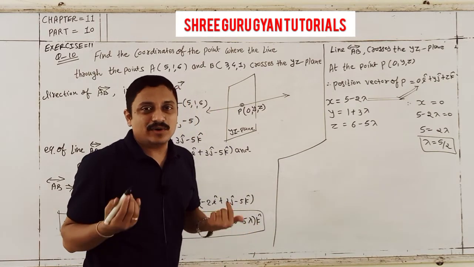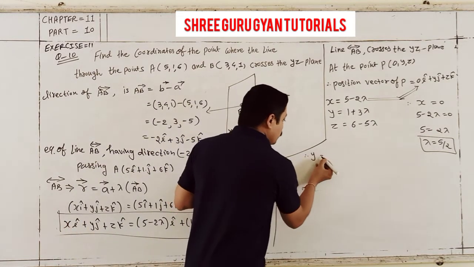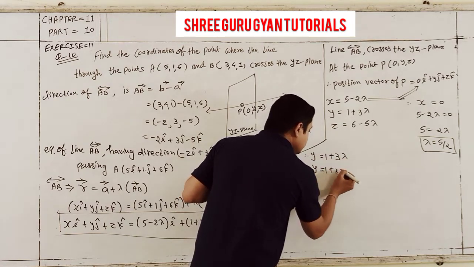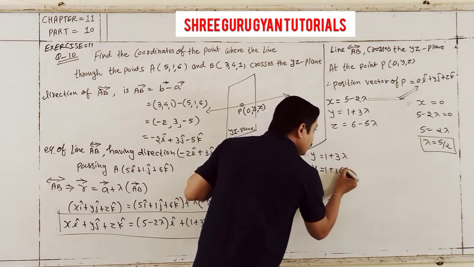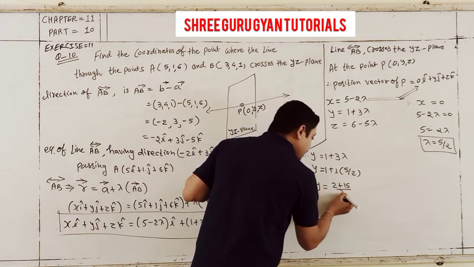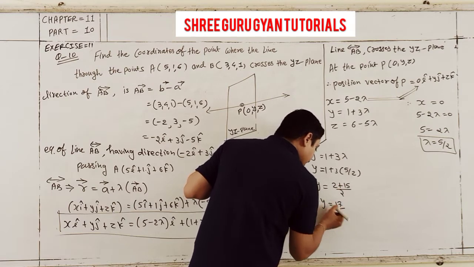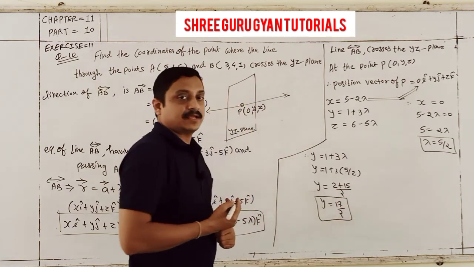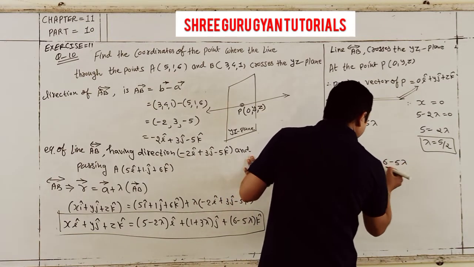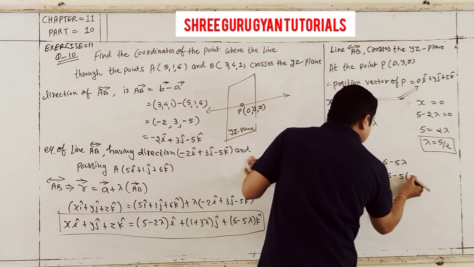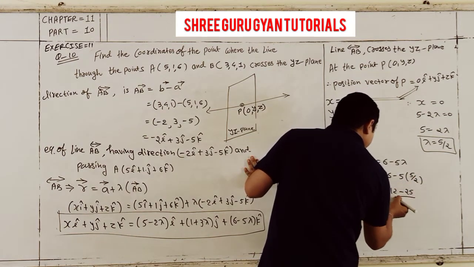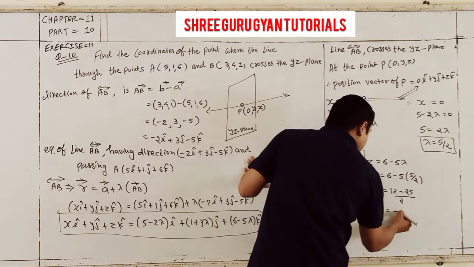And putting it in y and z, therefore y is 1 plus 3 lambda. Now lambda's value is 5 by 2. So 2 times 1 is 2, 5 times 3 is 15, it comes to 17 by 2. And similarly students, z, you also write down 6 minus 5 lambda. What is lambda? 5 by 2. So 6 times 2 is 12, 5 times 5 is 25, it comes to the answer minus 13 by 2.